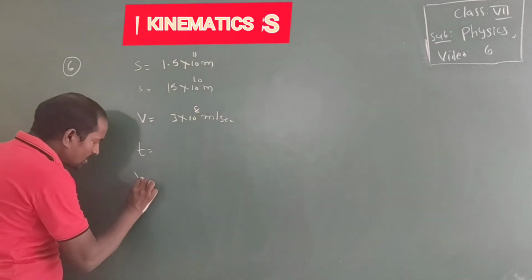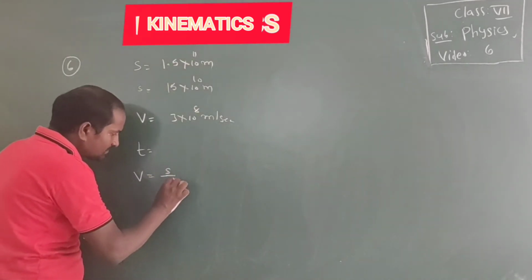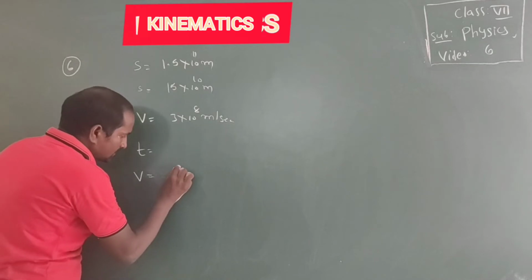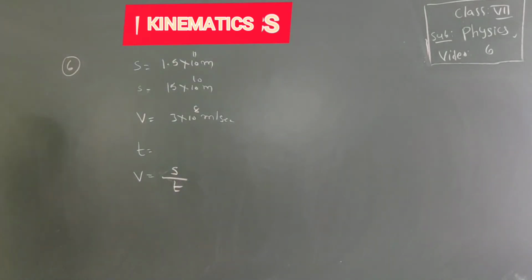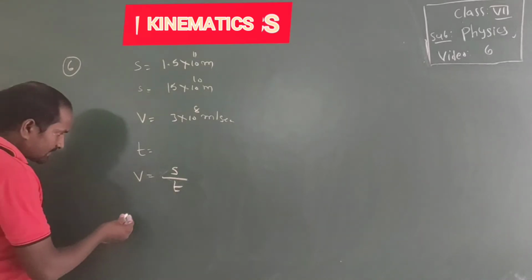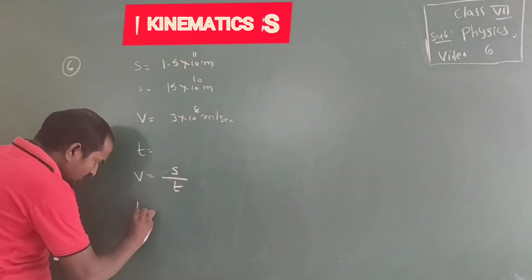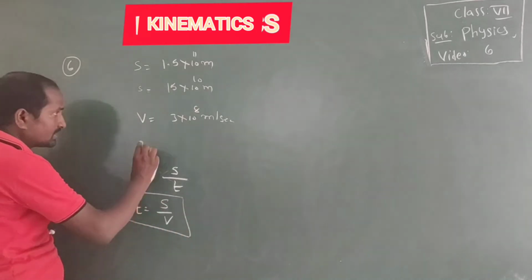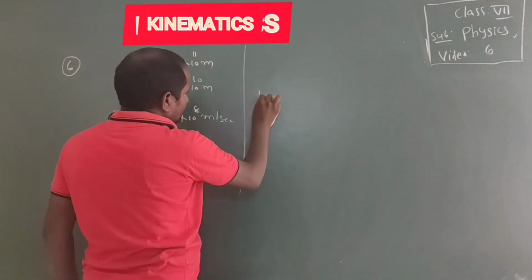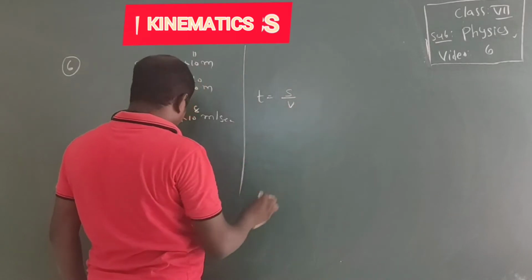So here V equal to S by t. V equal to S by t. From this equation you can write here t equal to S by V. Here t equal to S by V.